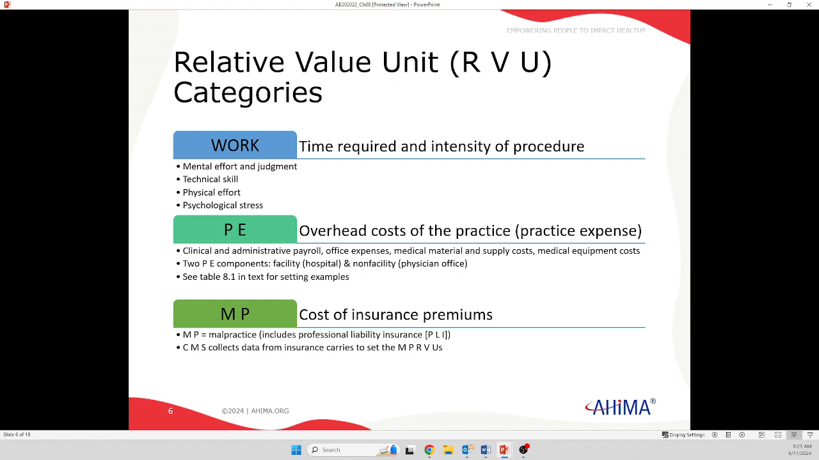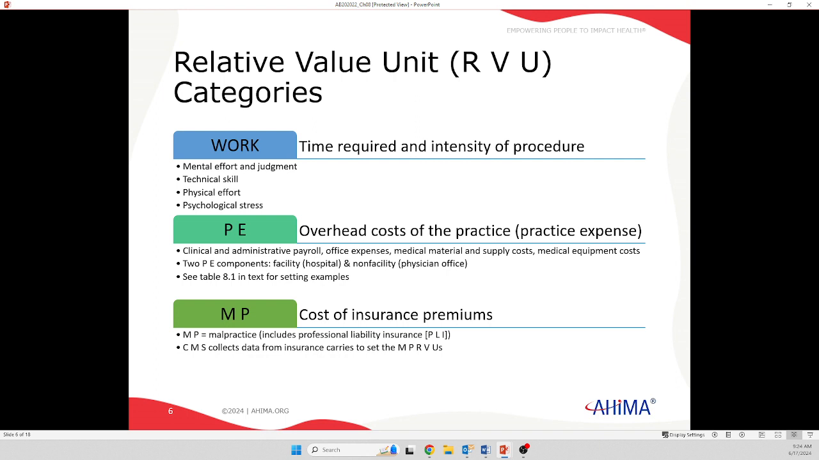Now, remember that the RVU has three categories. These are the three categories. We look at work, PE, and then we look at the MP. Work is the time required and the intensity of the procedure. This kind of covers the physician's salary. It looks at four areas: the mental effort and judgment, technical skill, physical effort, and the psychological stress. This takes up 51%. Do you know those parts: mental effort, judgment, technical skill, physical effort, and the psychological stress?